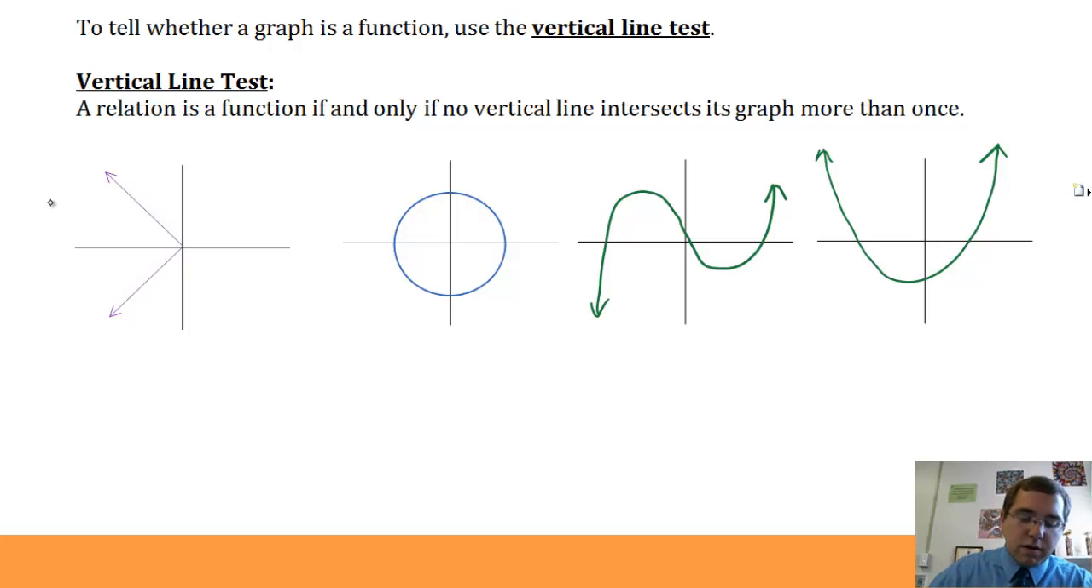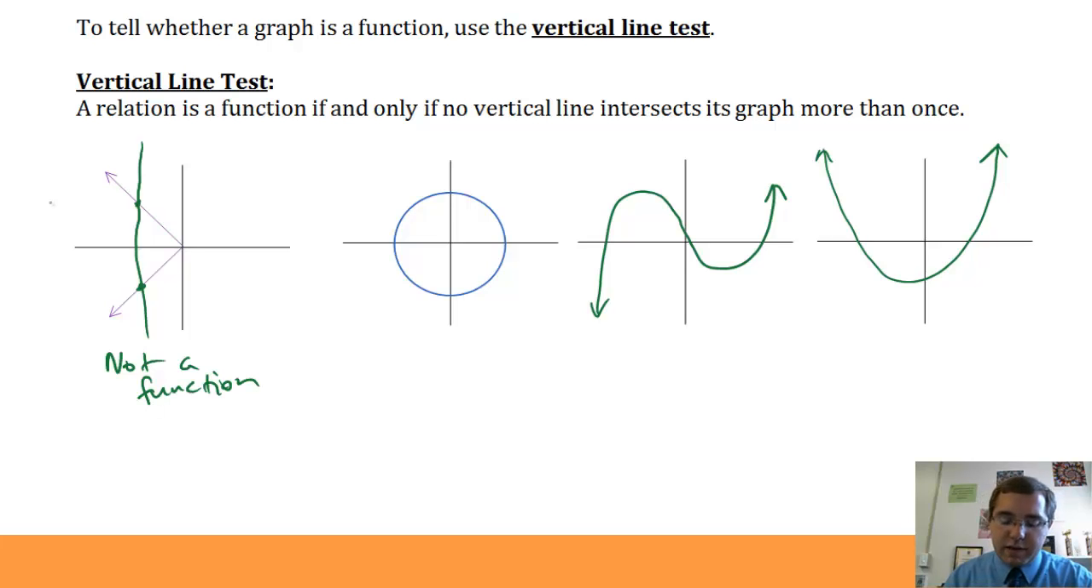So for example, in this first one here, my graph is that purple curve. And if I pass a vertical line anywhere here, say that one, all I need is one of them, and it crosses my graph twice. Once on the top part, once on the bottom part. So that's a problem. It does not pass the vertical line test because I found a place where I can put a vertical line where it crosses my graph more than once. That means this is not a function.